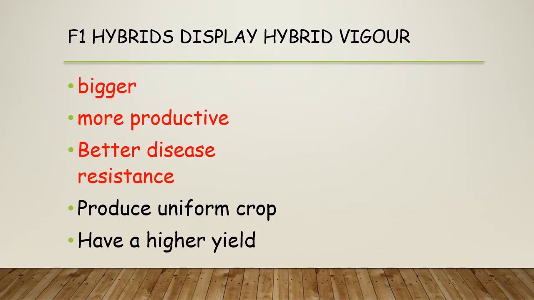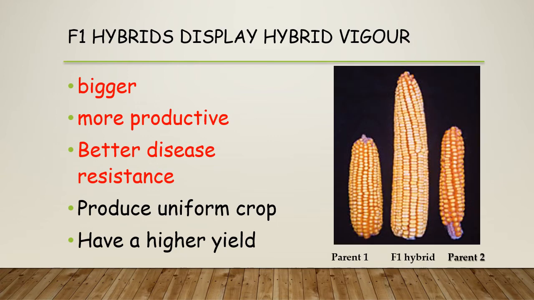Now, these F1 hybrids display what's known as hybrid vigour. They're generally bigger, more productive, and they have better disease resistance than their parents. They also are the same, so they therefore produce a uniform crop and will have a higher yield, which is obviously really useful when we're growing plants for food.